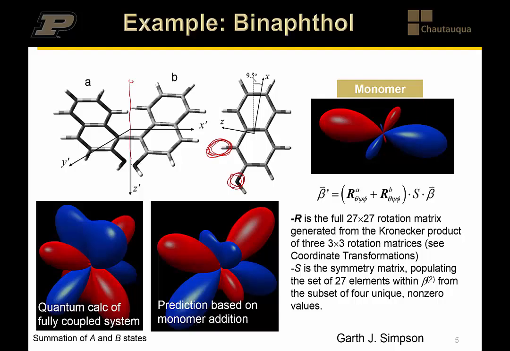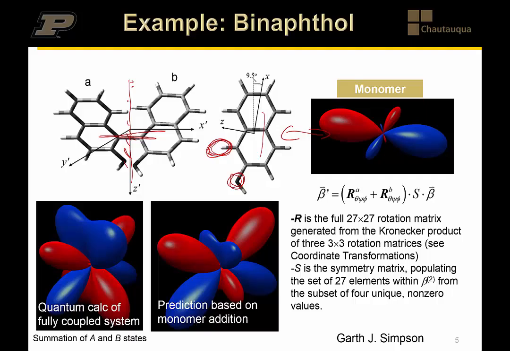If we just draw a line through here and cut it off and try to describe binaphthol as the coherent sum and difference states for the individual monomers, then we're really neglecting any interaction between the conjugated rings. And so it's a pretty gross approximation, and we don't expect it to do particularly well for binaphthol. So if it does even remotely well, then we should feel pretty good about that.